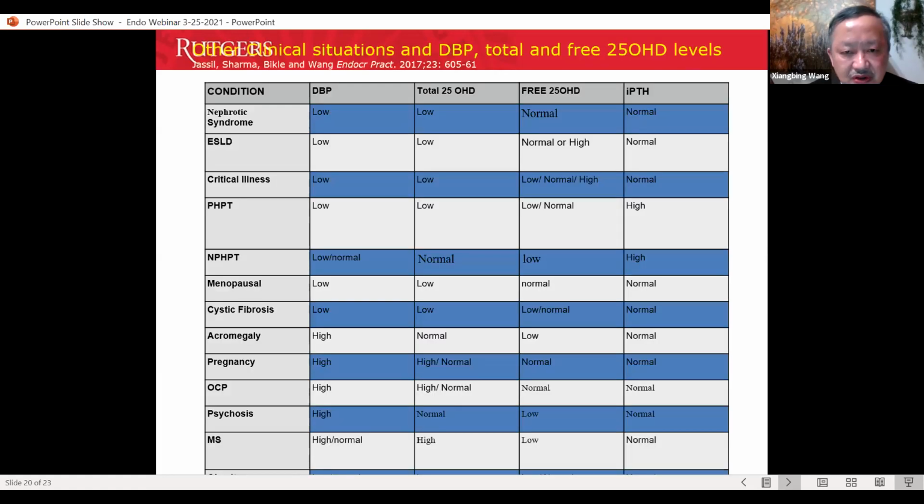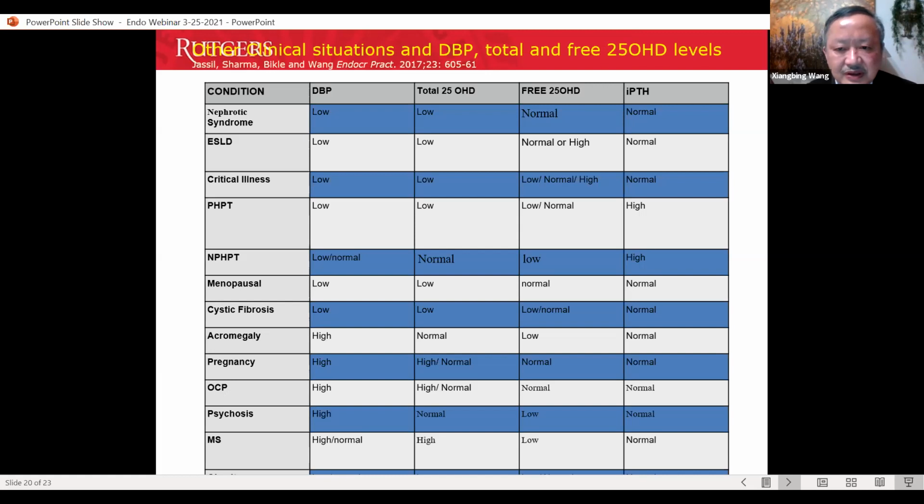And we also expand our study to other groups. So I can summarize our review paper and the other study. This table continues expanding. It includes nephrotic syndrome, end-stage liver disease, and critically ill patients. Critically ill means ICU patients. If you measure patients in the ICU, or cirrhosis patients, their total vitamin D level is low, and the D binding protein is also low. The free vitamin D level is normal or even higher in these patients.